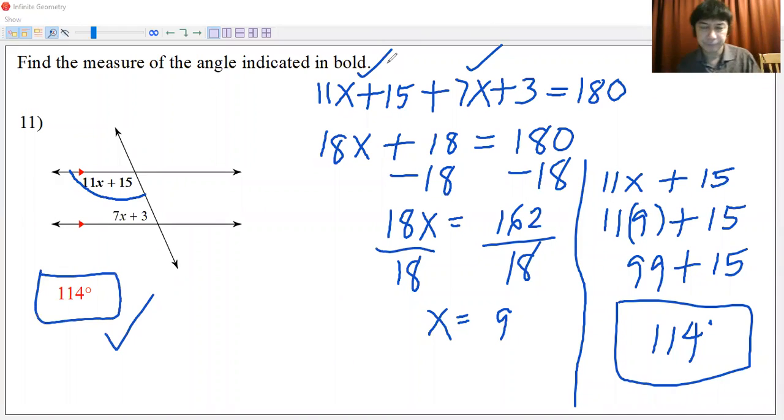114. And that goes to our number 11. We shall continue with number 12. I hope you're learning the differences between corresponding angle pair, alternate interior, alternate exterior, and this kind of pair, supplementary. All right, let's continue with number 12.